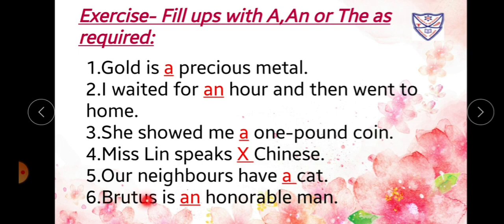Sixth one, Brutus is an honorable man. Over here again, while speaking honorable, H becomes silent. So, the sound of O comes. So, O is a vowel. Therefore, we will use N as an article.